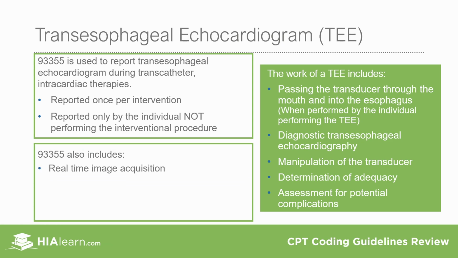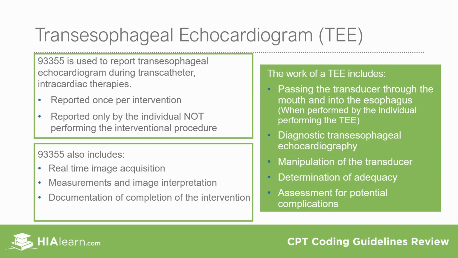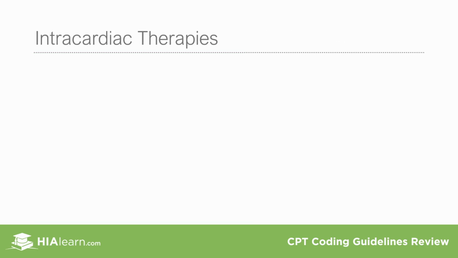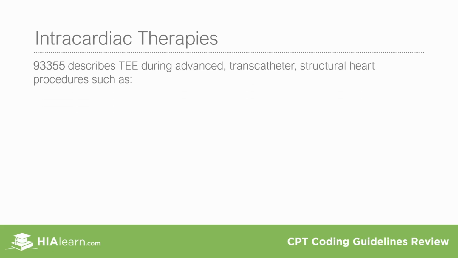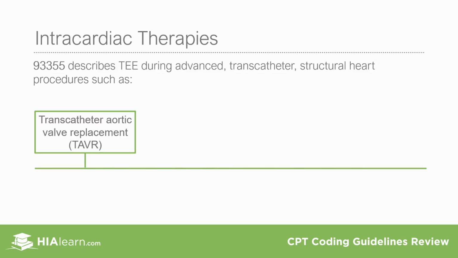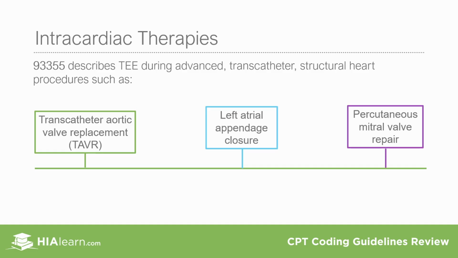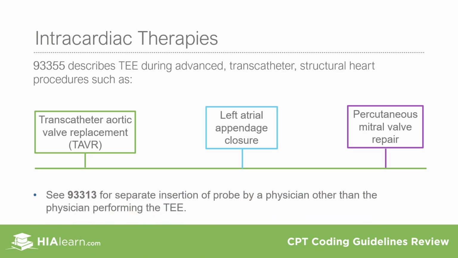Real-time image acquisition, measurements, and interpretation of images, documentation of completion of the intervention, and final written report are included in this code. Code 93355 describes transesophageal echocardiography during advanced transcatheter structural heart procedures, such as transcatheter aortic valve replacement, left atrial appendage closure, or percutaneous mitral valve repair. See 93313 for separate insertion of probe by a physician other than the physician performing the transesophageal echocardiogram.